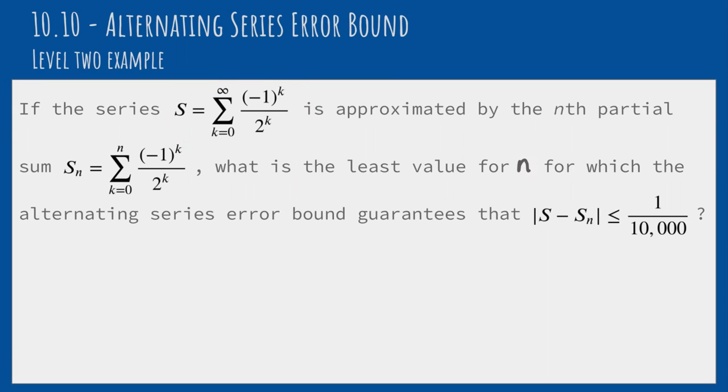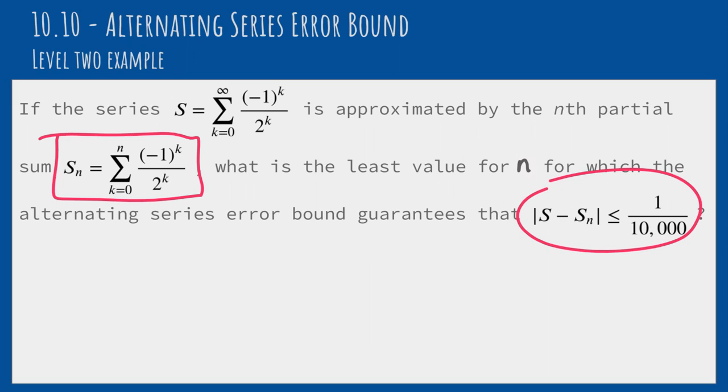So if we look at the nth partial sum given by this expression right here, essentially just plugging n in up here instead of infinity, we want to know if we look at any particular partial sum, what is the least value for n? So which partial sum is going to give us an error less than 1/10,000th? So remember this expression right here means the error. S is the infinite sum, S sub n is the partial sum. And we want our partial sum to be off by less than 1/10,000th.